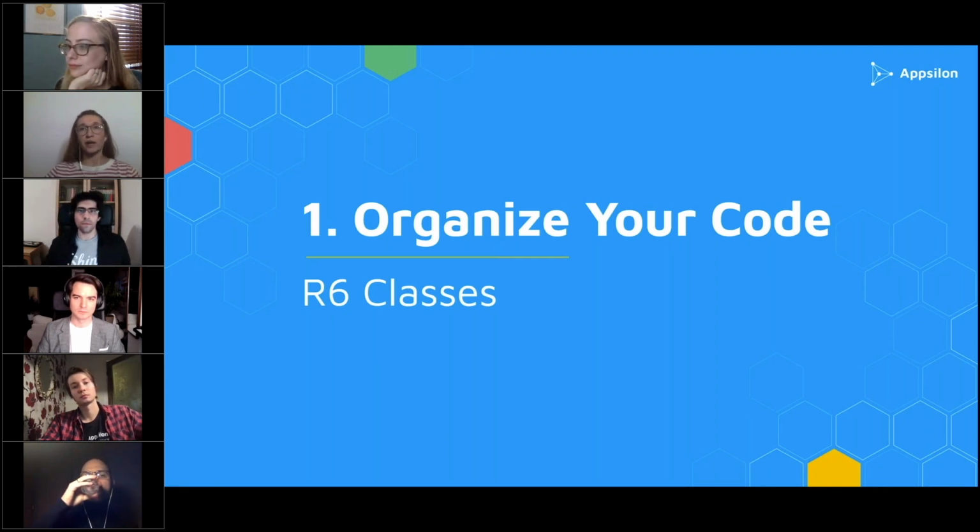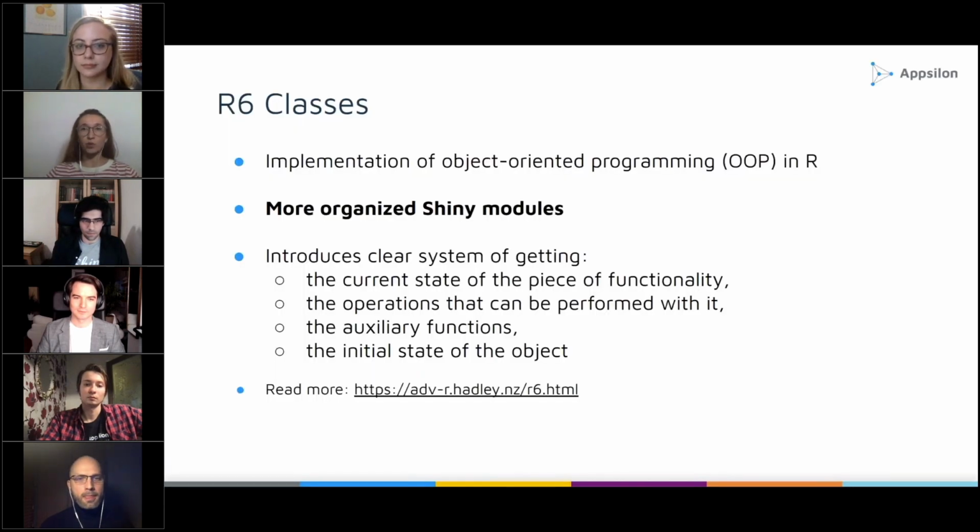Secondly, you can also organize your code using R6 classes. An R6 class is a modern, fast and simple implementation of object-oriented programming in R. You can look at it as a more organized Shiny module. R6 classes introduce a clear system of getting the current state of the piece of functionality, the operations that can be performed with it, the auxiliary functions, and the initial state of the object that can depend on the particular user rights, which might actually be super useful.